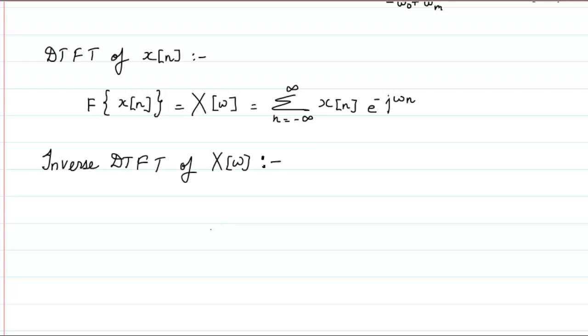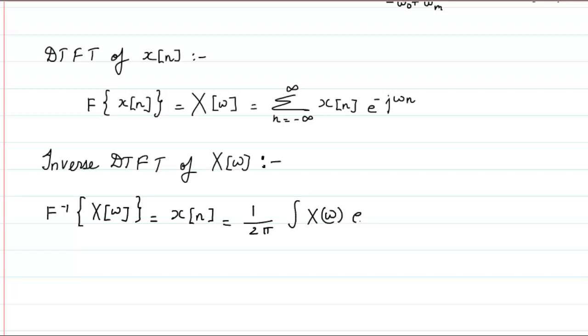The inverse DTFT of X of omega is found by finding the Fourier inverse of X of omega, which gives you x of n through X of omega using the equation 1 by 2 pi integration of X of omega multiplied with e raised to power j omega n d omega. And since X of omega is repeating, I will write the limits only between minus pi and plus pi.